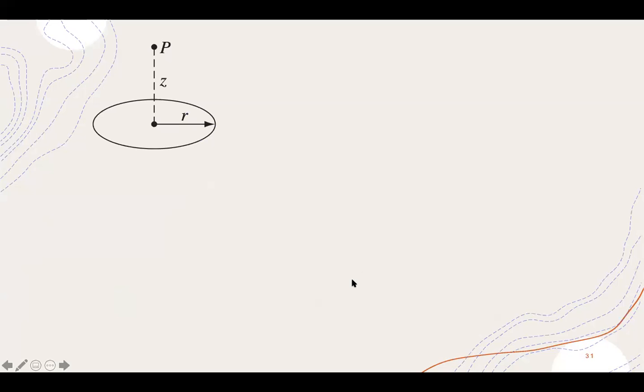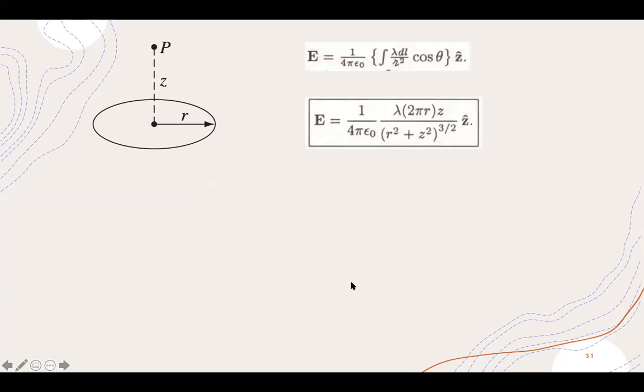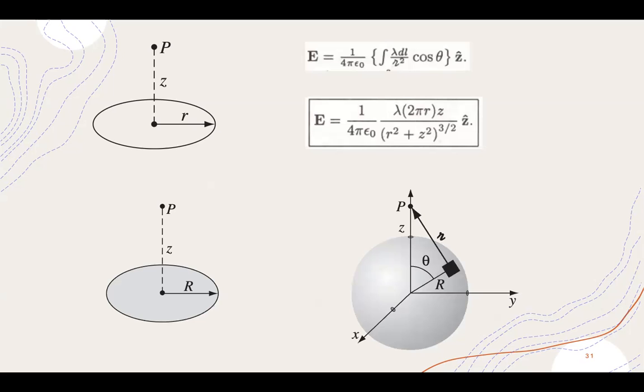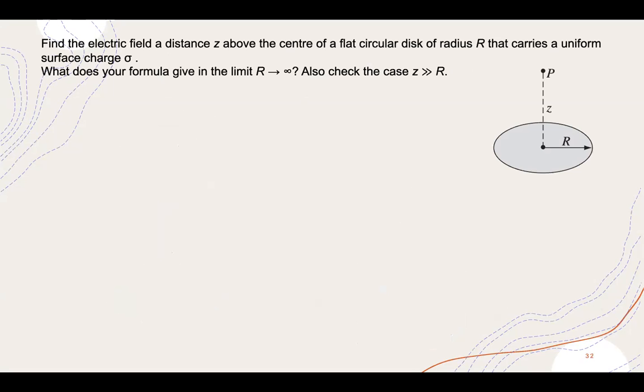I hope you can see this slide. Yes, very good. So now the question is written like this. It says: find the electric field a distance z above the center of a flat circular disk of radius r that carries a uniform surface charge sigma. So now this is a plate, and the charge is distributed over the whole surface. So now we have to find the electric field at point P.